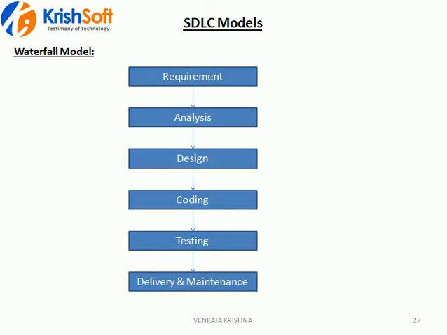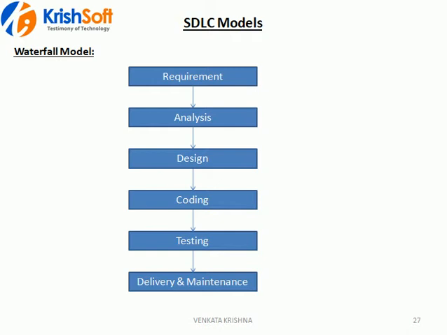Now let me start with the waterfall model. How does water fall? Obviously from top to bottom. Why did they name it a waterfall? Water falls from top to bottom, not bottom to top. So that is the reason they named it a waterfall. As shown in the diagram, all the phases go from top to bottom.